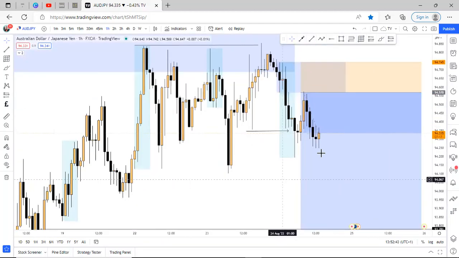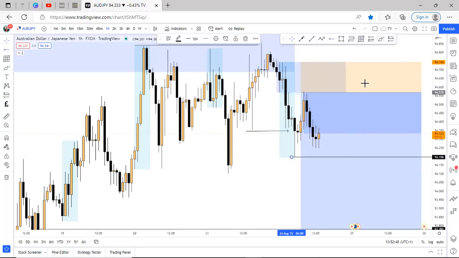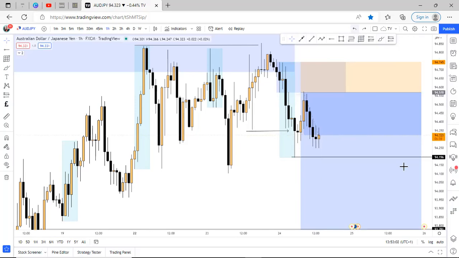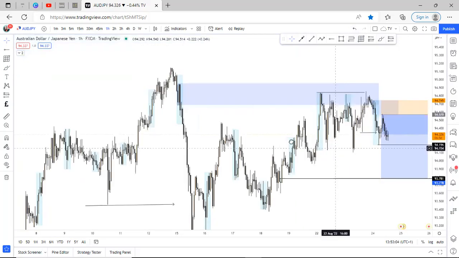And once we are able to clear out this low, once price breaks below this low, I will be moving my stop loss to break even. At this point, I'll be moving my stop loss to break even so that it can be a risk-free trade for me. Okay, so that's all on AJ.